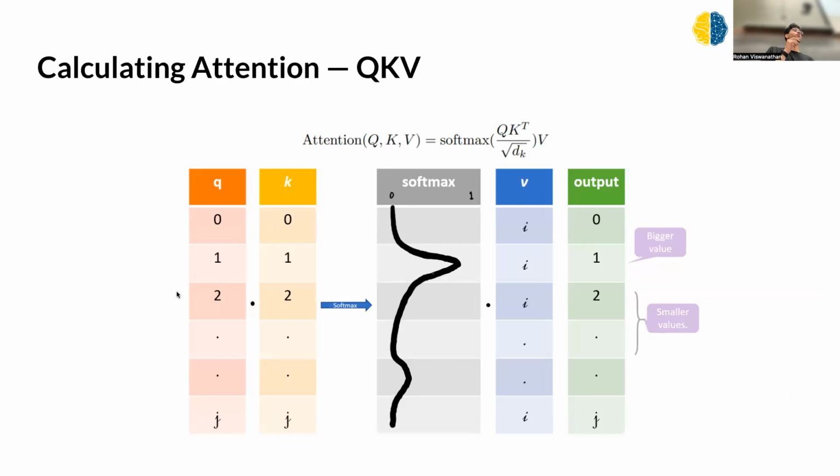And a quick refresher, we talked about how attention is calculated with a query, key, and value system, where we take the dot products, we apply a softmax, and we update our values accordingly to come up with a representative output.